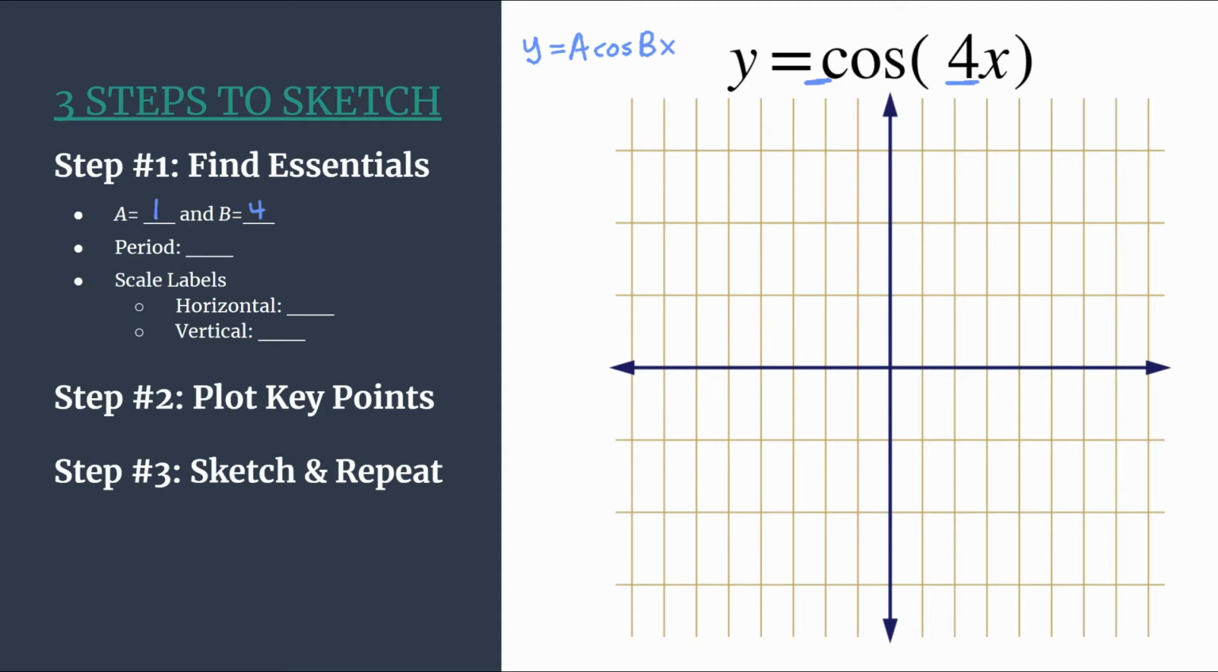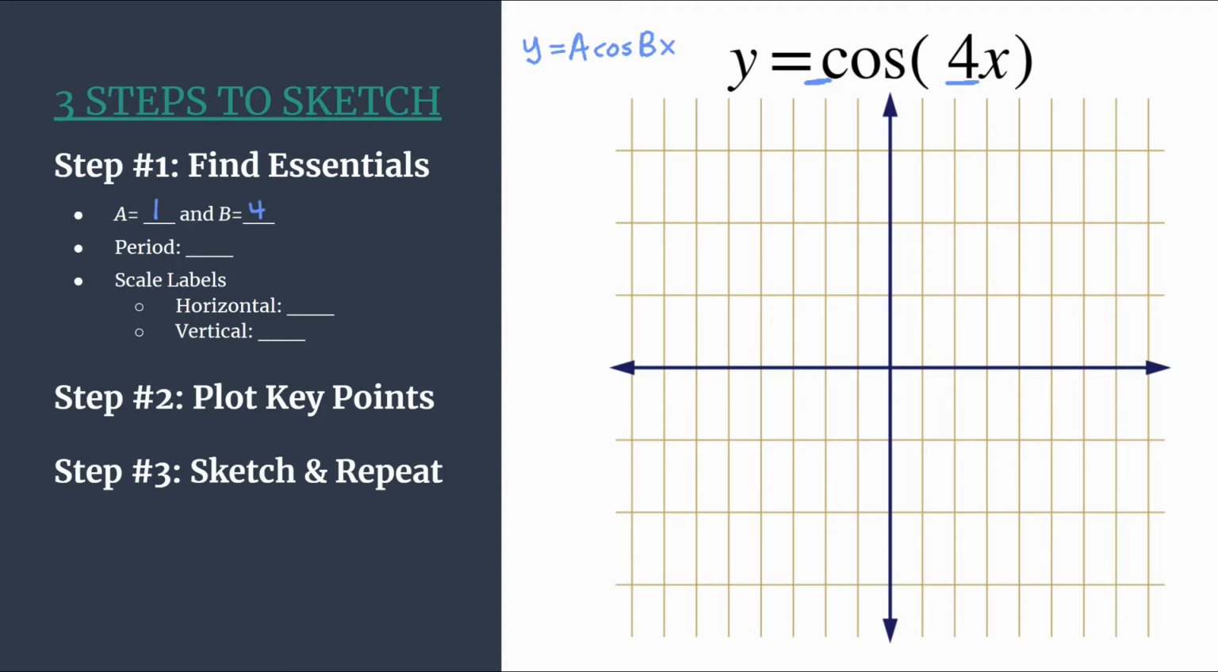And b tells us a couple of things. First, I like to note that b tells us how many cycles of our graph will happen between 0 and 2 pi. So if we were to graph all the way to 2 pi, we would see 4 complete cycles of cosine, or 4 repetitions of the pattern, is another way to say that.